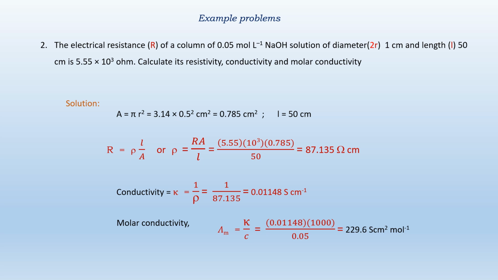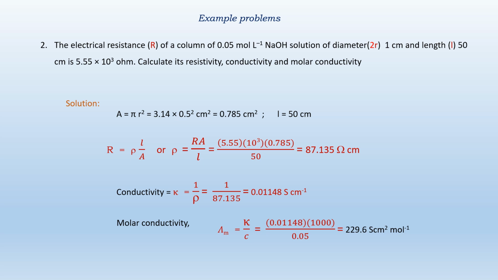Pi, you know the value 3.14, and r is the radius, where they have given the diameter. As I have highlighted, it is 2r. Divide the 2r by 2, you will get the radius. Radius will be 0.5, and r square becomes 0.25 centimeter square. Multiply it, you will get the area. Substitute the area and length, you will get the resistivity because they have given the resistance of the solution. Rho is equal to RA divided by L.